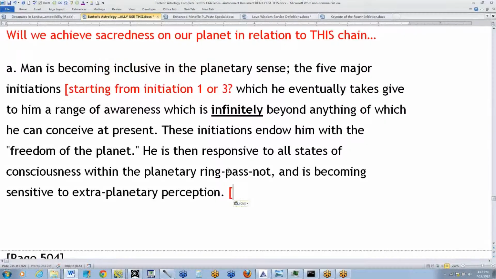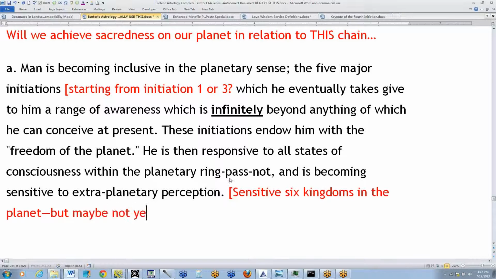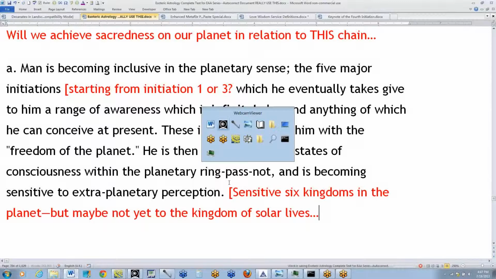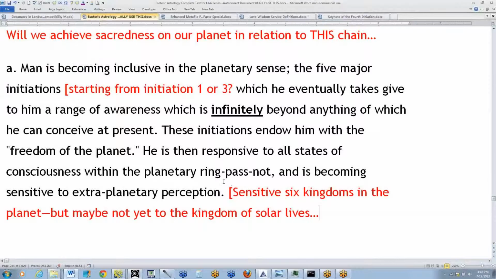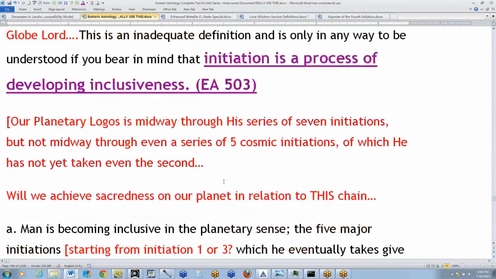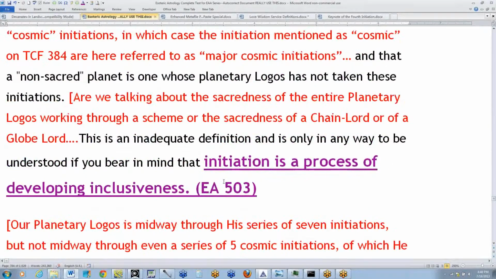So, what would we say? Sensitive to 6 kingdoms in the planet, but maybe not yet to the kingdom of solar lives, which appear to be extraplanetary beings associated with the sun, but maybe some of them are on our planet, and maybe our entire planetary logos and Sanat Kumara are really, in a deep sense, solar lives. So he's elaborating on the idea of inclusiveness here.